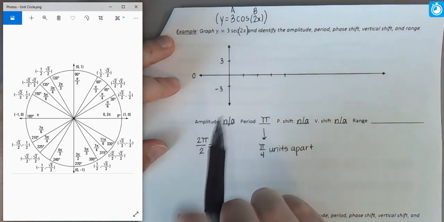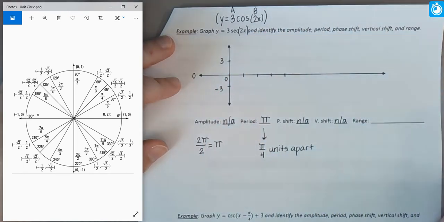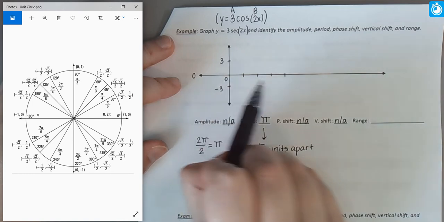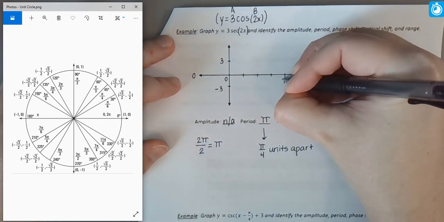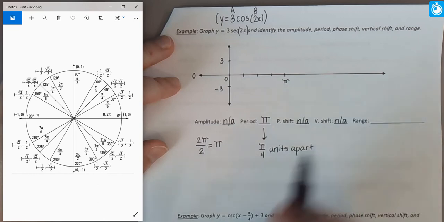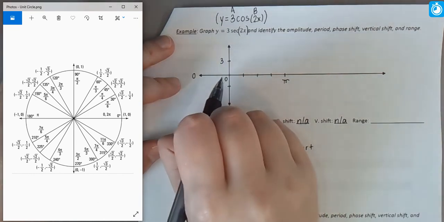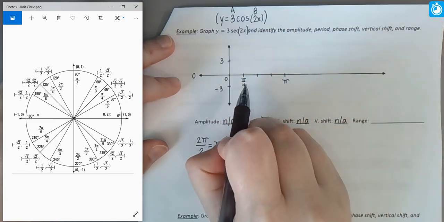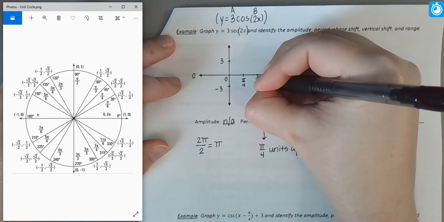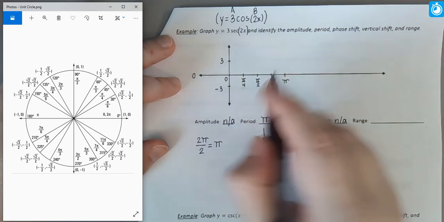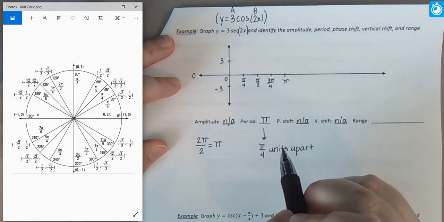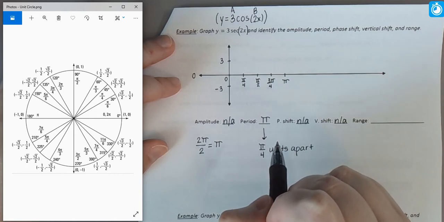Now, because we haven't shifted anywhere, we know we're still starting at 0. The only way that changes is if we shift to the left or shift to the right. But here we're starting at 0 because we haven't shifted. We just reach pi by the time we complete a cycle rather than getting all the way to 2 pi. And then each of these units is going to be pi over 4 units apart. So 0 to pi over 4, and then 2 pi over 4, otherwise known as pi over 2, and then 3 pi over 4, which doesn't reduce, and then 4 pi over 4, which takes us to the end of our period.